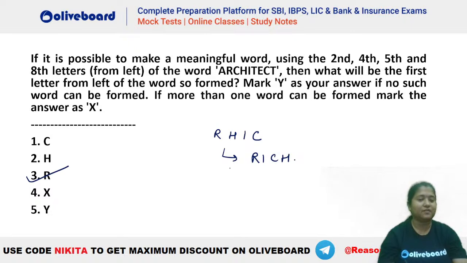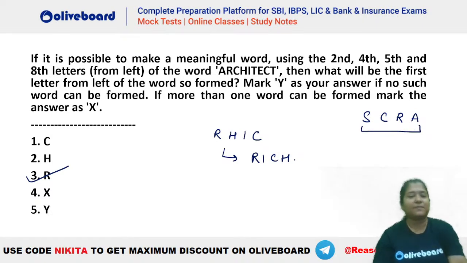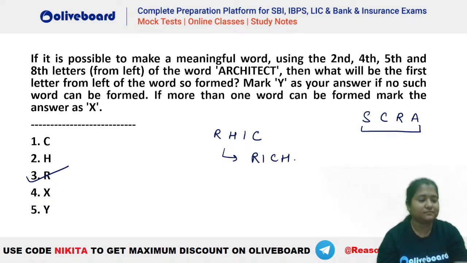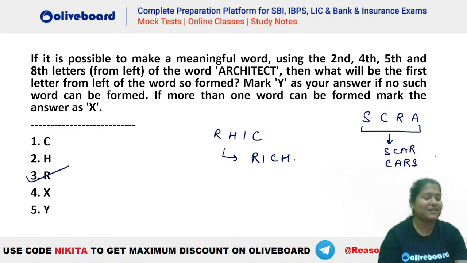Okay, let's make one more word here. Let's say we make S-C-R-A. Can we make any word using these letters here? Quickly tell me. Can we make any word using these alphabets here? Tell me any word. Scar. Okay, we can make scar. Cars. Yes, right? So be careful. Cars is also there. So cars and scar, these are the two words that we can form.